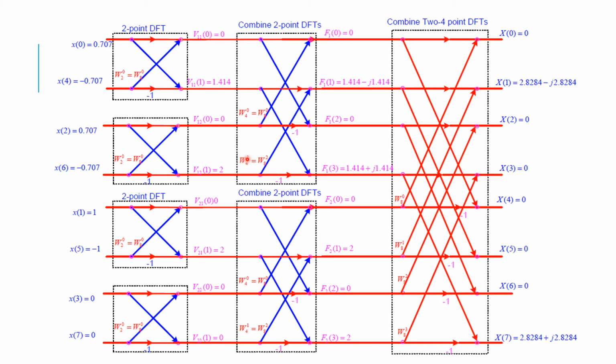1.414 into minus j, when it enters into the butterfly, it has to be multiplied by minus 1. Now what will be the answer? 1.414 plus j 1.414. Clear? Right. So the next one, probably I can move on to the next so that we can get it clearly.